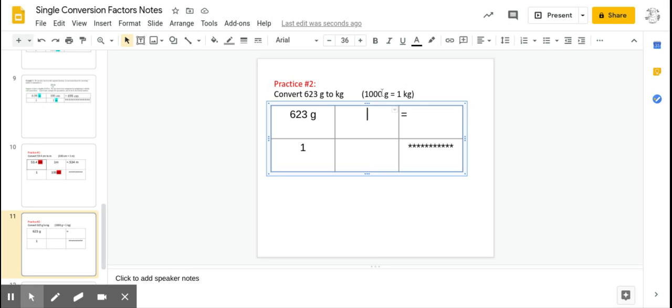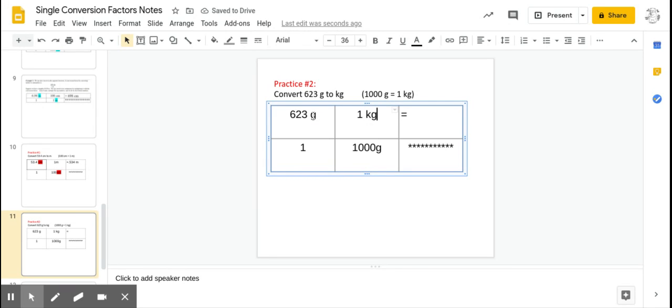Now, I've got a choice to make. I can flip-flop it one of two ways. I'm going to put the grams on the bottom because it's on the top here and I want it to cancel. So the number goes with it. There's 1,000 grams. Here's 1 kilogram.